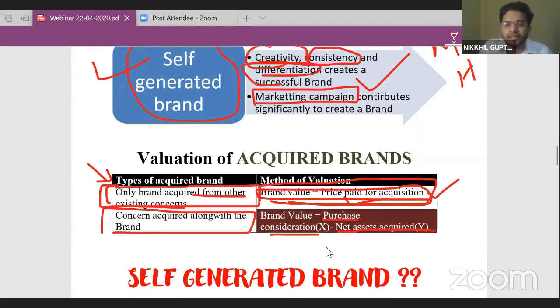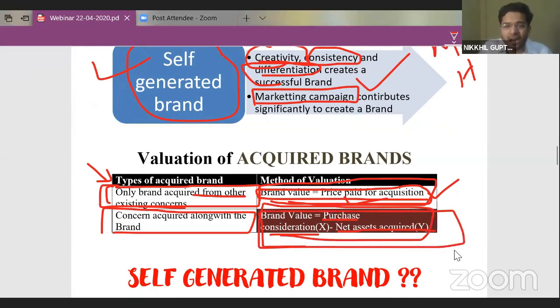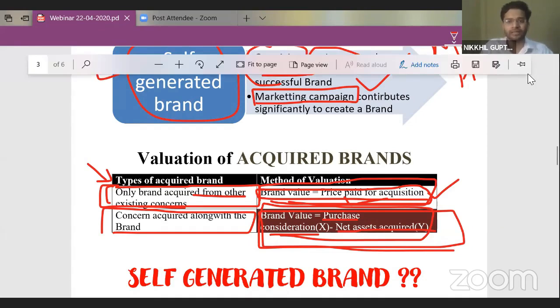Just look at this formula. Is this an unfair formula? Are we doing injustice to our brand? Is this wrong or right? Please tell me in the chat box whether this is right or wrong. Putting a residual value, whatever is the differential between the purchase consideration of the entire business minus the net assets, you arrive at the value of brand. Is this correct or is this wrong? Yes, this is wrong. This is not right, guys.